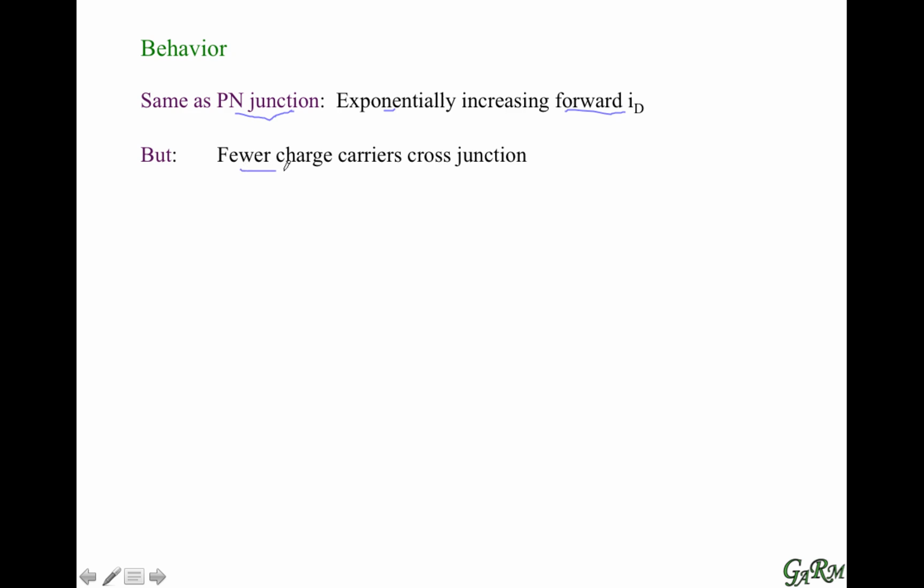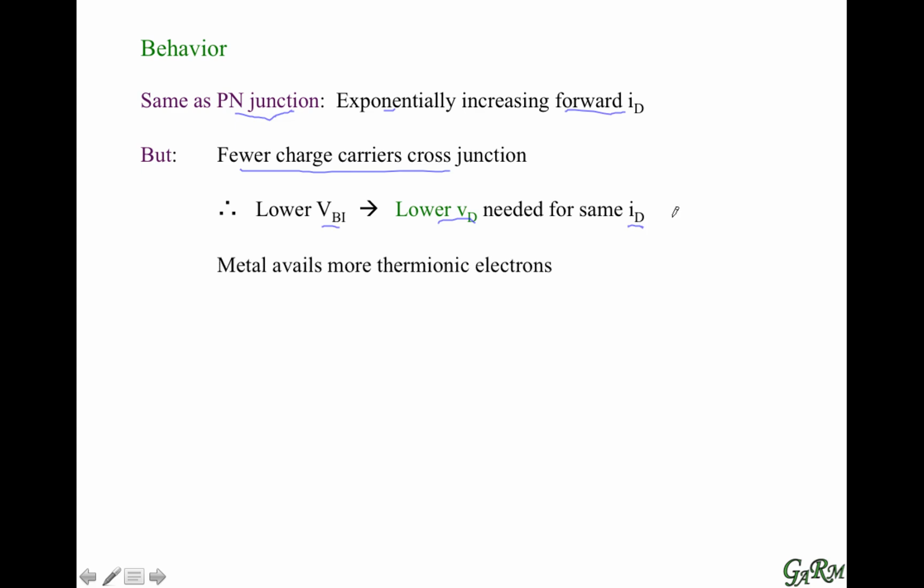First, we have fewer charges crossing the junction. We don't even have holes crossing the junction. If we have fewer charges crossing, we have a lower built-in electric field and a lower barrier. With a lower barrier, we need a lower forward voltage to carry a particular current. In other words, Schottky diodes usually drop a lower voltage than PN-junction diodes. We also have that metal avails more thermionic electrons than semiconductors. So reverse current can be higher.